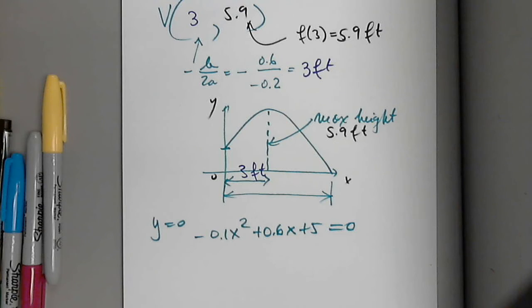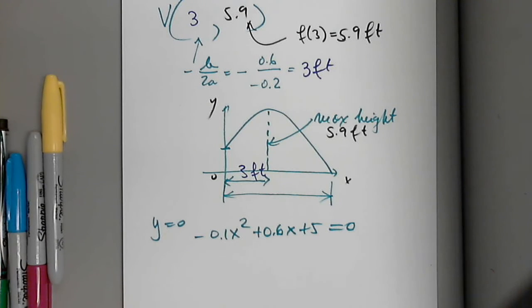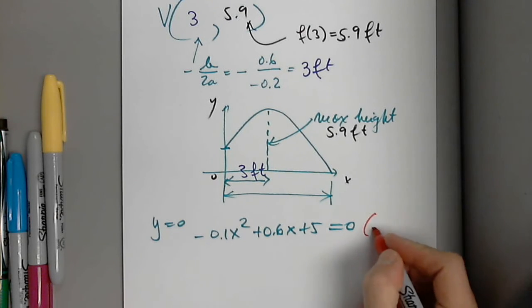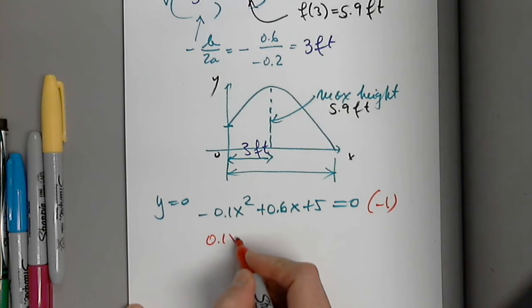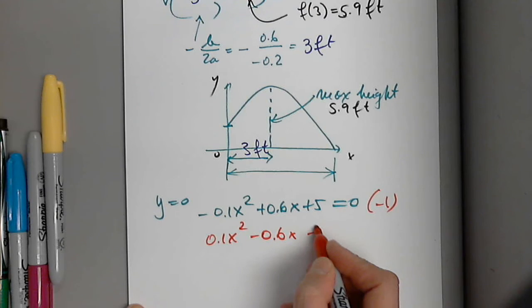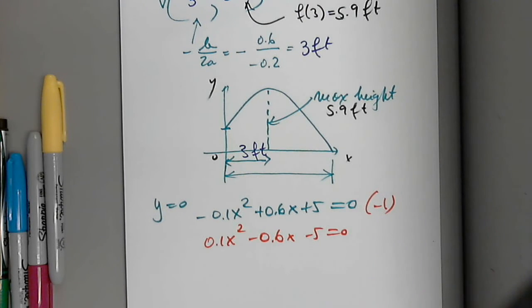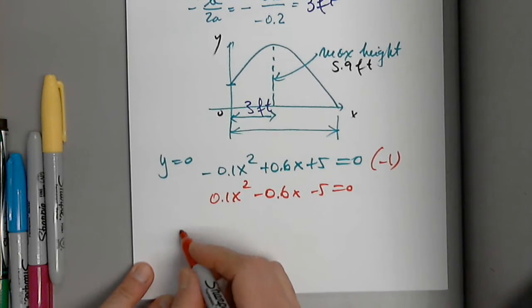And because you know me already, you know what I'm going to do next. Exactly. So 0.1 x squared minus 0.6 x minus 5 equals 0. This step is not mandatory. But it's easier when you use the quadratic formula not to have a negative quantity in the denominator of the quadratic formula. That's all. That's the only reason.